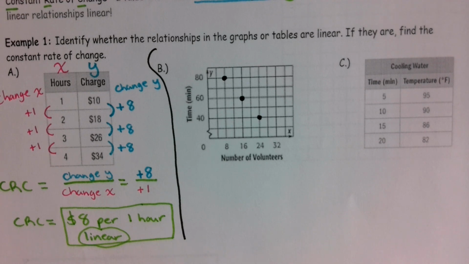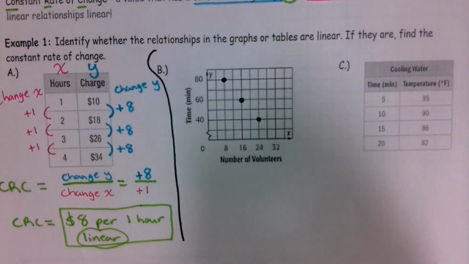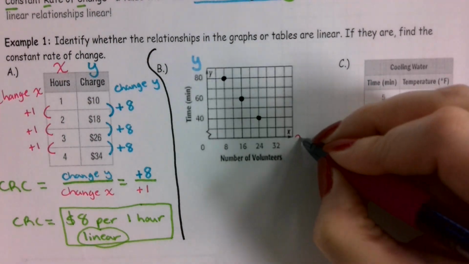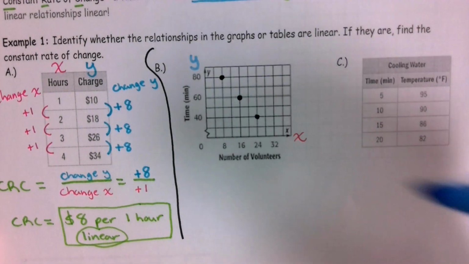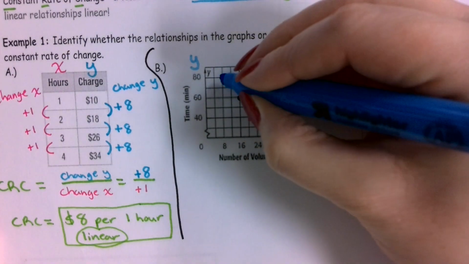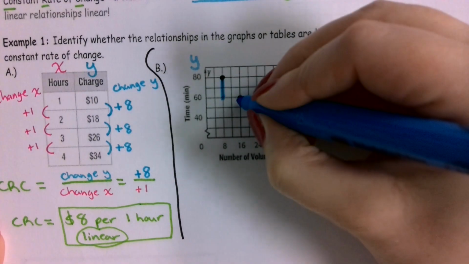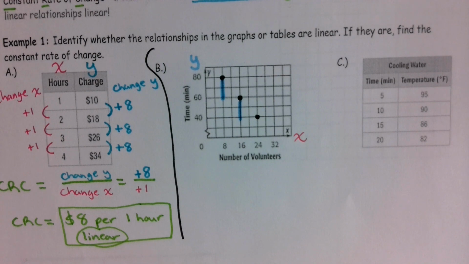The y value, is it left to right or up and down? Your y-axis, left to right or up and down? Up and down. Your y-axis is what moves up and down. Your x-axis is what moves left and right. So when I'm going from one point to the next for the y's, I want to see how my vertical is changing. This represents the change of my y, just that vertical line drop. Same thing here, a vertical line drop. That represents the change of my y.